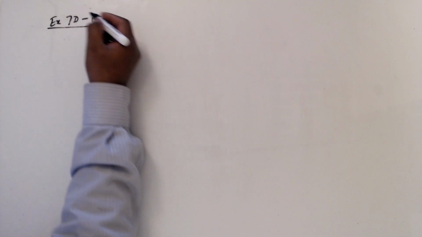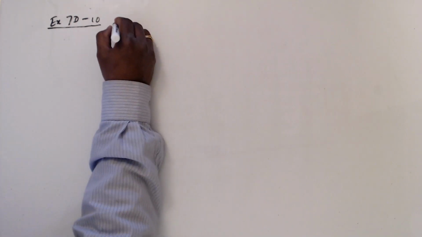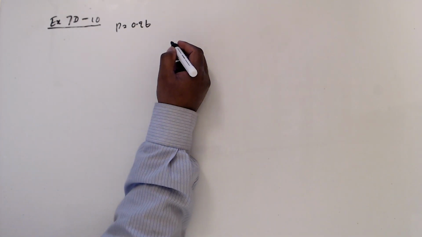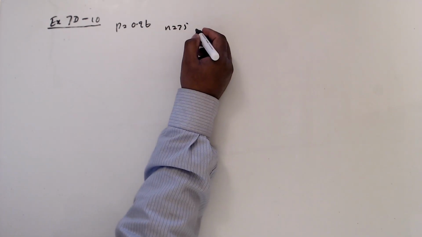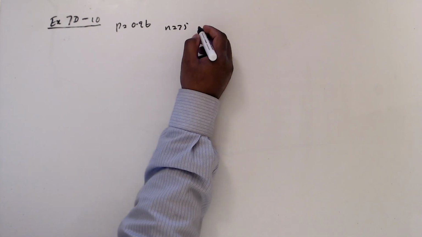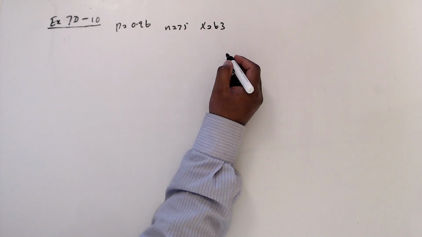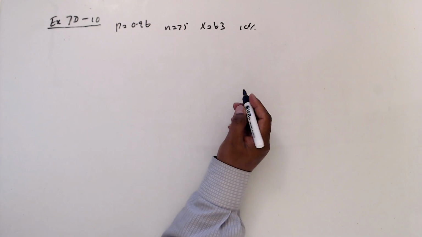Question number 10. The standard blood test is able to diagnose a particular disease with probability 0.96. The manufacturer suggests that the cheaper test will have the same probability, so that one also has 0.96 of success. It conducts a clinical trial of n equals 75 patients. The new test correctly diagnosed x equals 63 of the patients. The significance level is 10%. So we want to check whether it is the same or not.